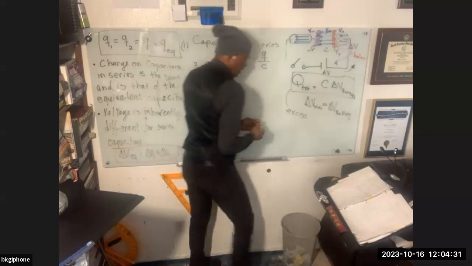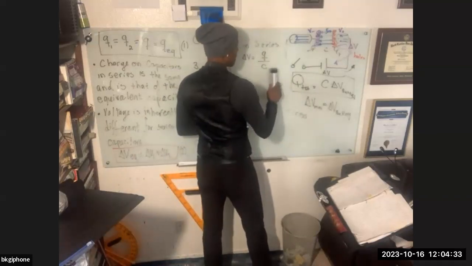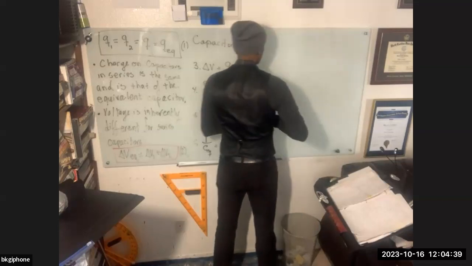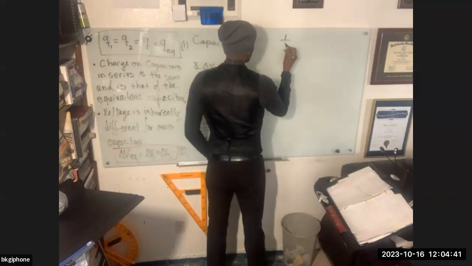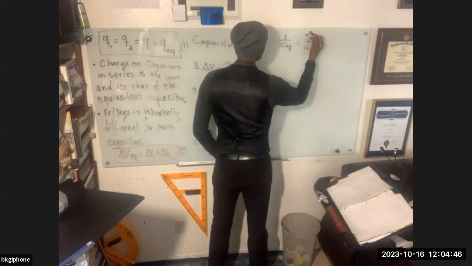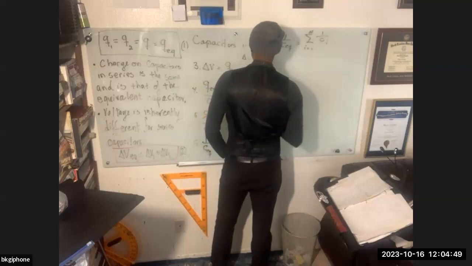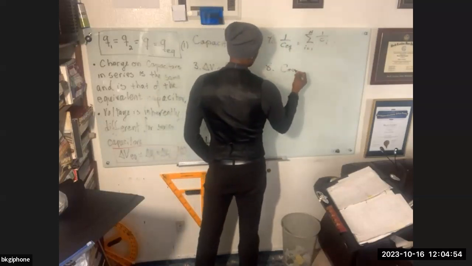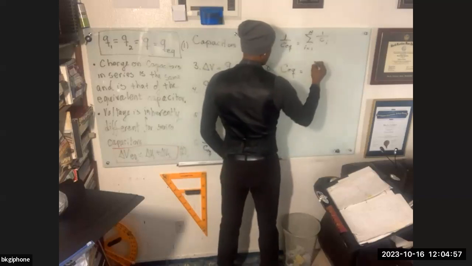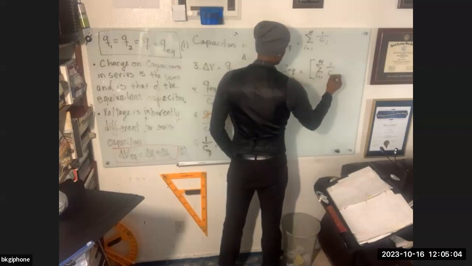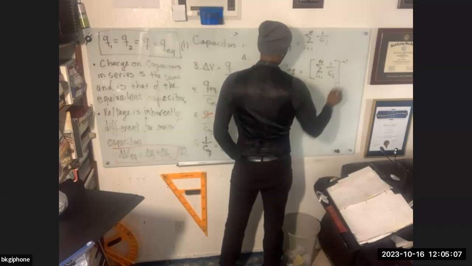But in general, I could have several n number of capacitors. So in general, you could say that 1 over CEQ is equal to the summation of i equals 1 to n of 1 over the Ci's. But I like to write it this way. I like to write that CEQ is equal to the reciprocal of that quantity, the sum from i equals 1 to n of 1 over Ci, and the reciprocal of that.